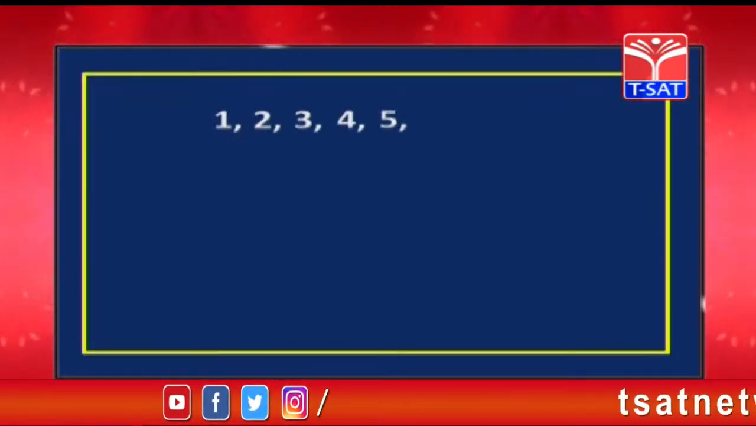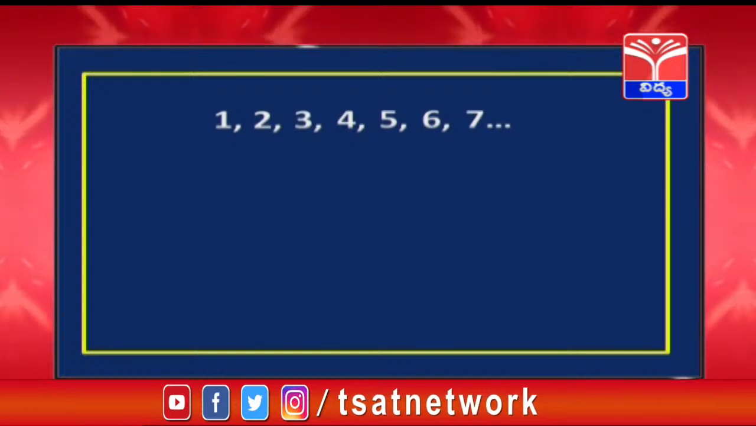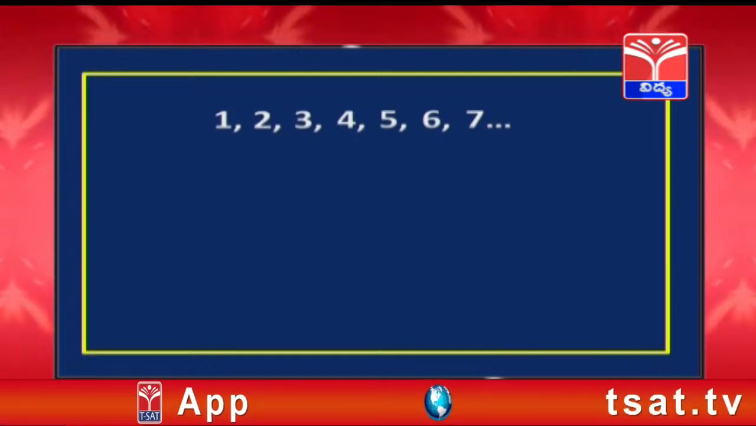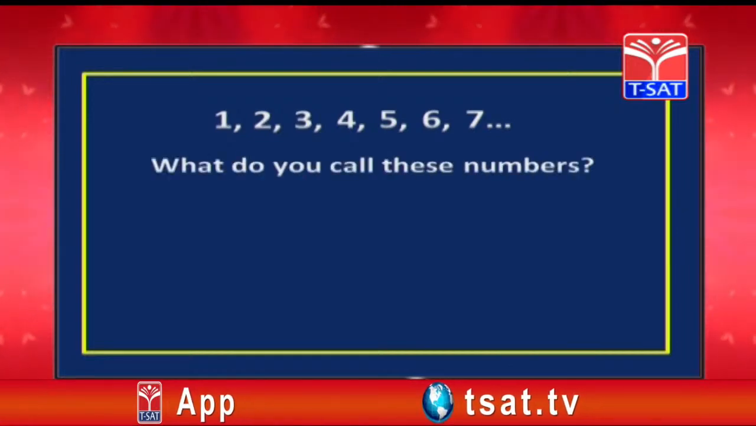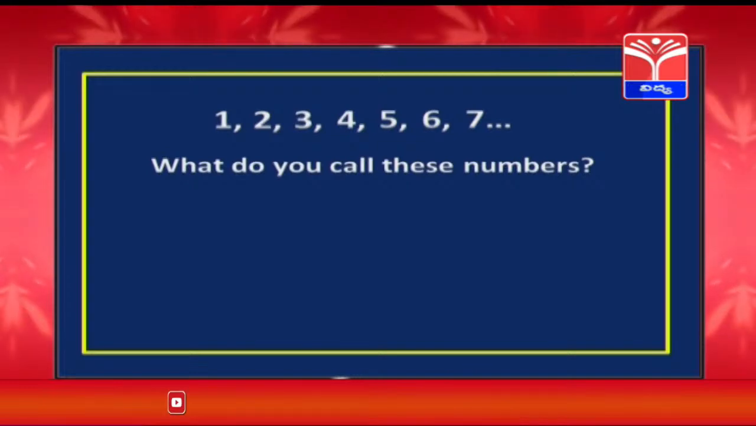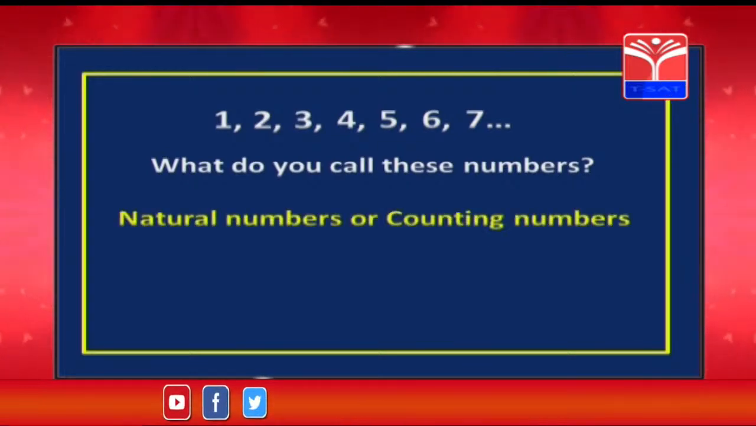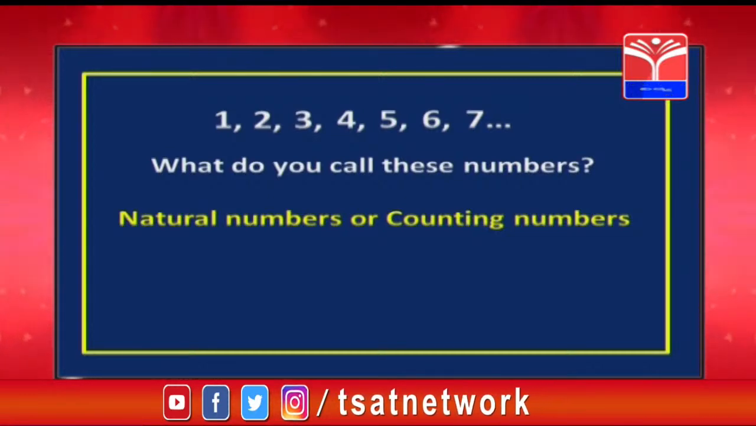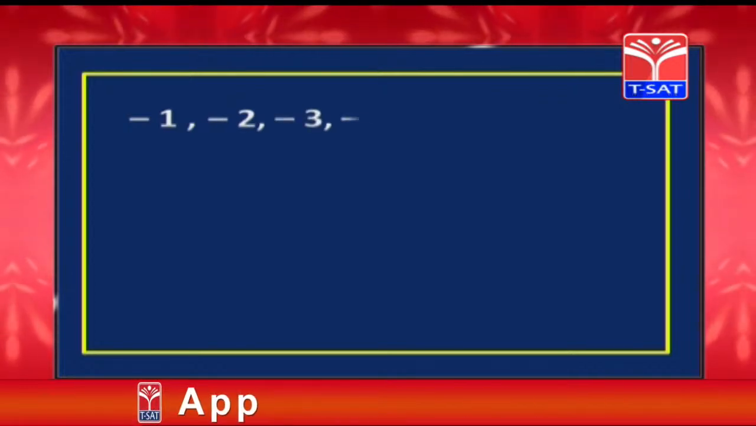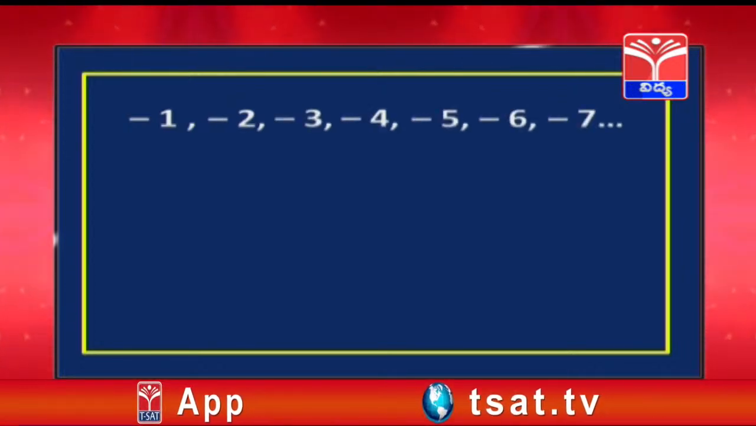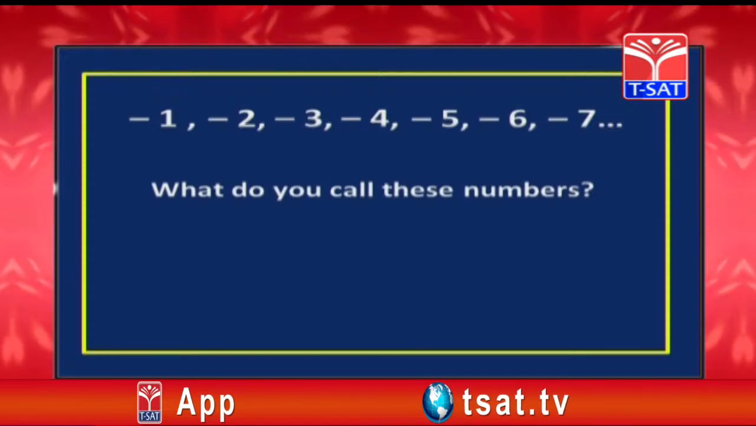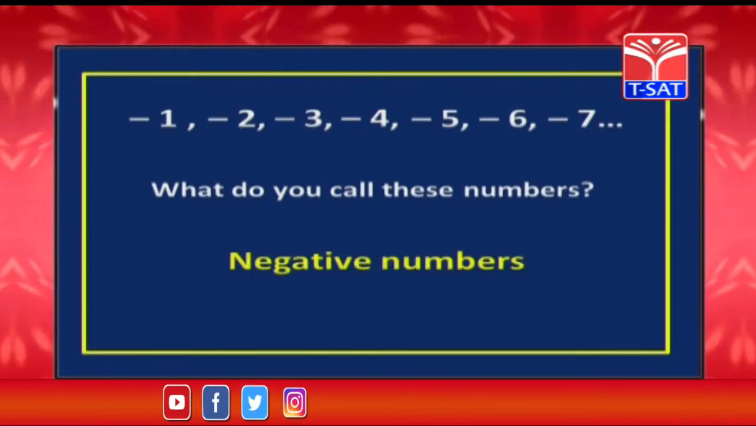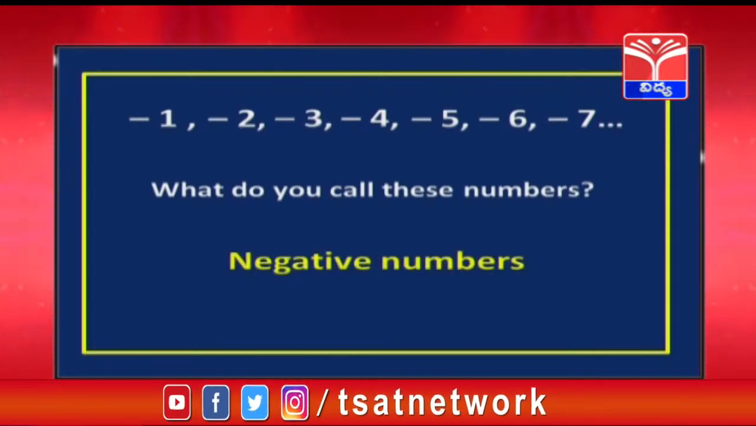Children, take a look at the numbers shown on your screen: 1, 2, 3, 4, 5, 6, 7 and so on. Children, do you know what these numbers are called as? Absolutely right children, they are called natural numbers or even we call it as counting numbers. Now take a look at the numbers shown on your screen now. Yes. Do you know again what these numbers are called? You are right once again children, they are negative numbers.